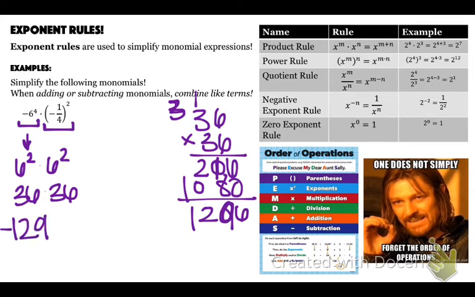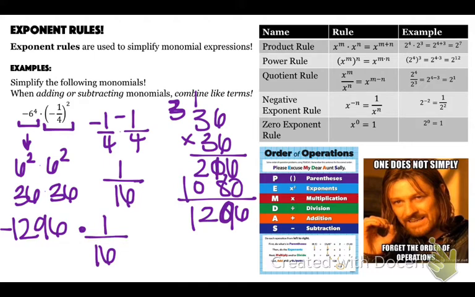So negative 1,296. And then if we do negative 1/4 squared, we have negative 1/4 times negative 1/4. Well, negative times a negative is a positive, and 4 times 4 is 16. So we have negative 1,296 times 1/16, which is the same as negative 1,296 divided by 16, which I'm going to use my calculator for, and I get 81. Negative 81. Whoop, don't forget that negative.